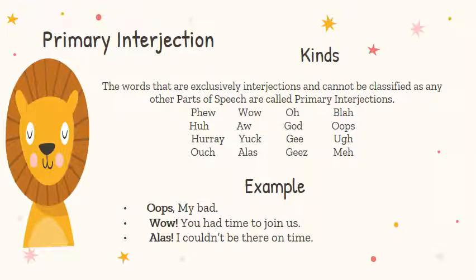So primary interjections and secondary interjections are called basic interjections. But we're going to discuss the primary interjection first. What is the primary interjection? Primary interjection is the word that is exclusive among the other interjections. It is exclusive and cannot be classified as any part of speech.